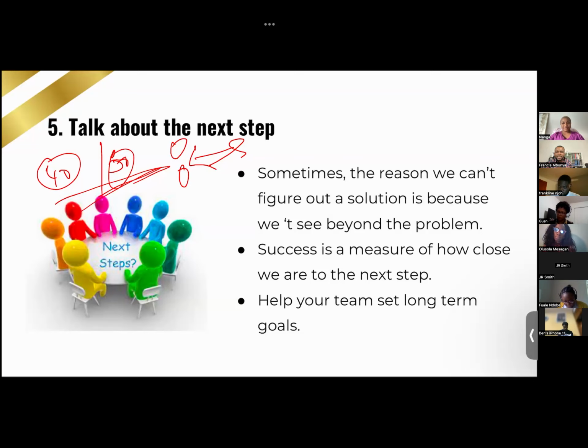Are we looking at techniques of how to help the team? Now, it's a concept of how you help the team see forward. First, by not playing down what they're doing.